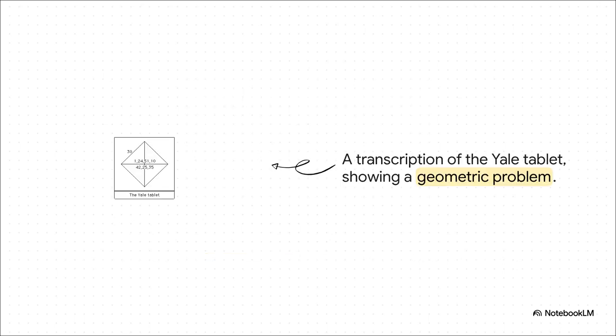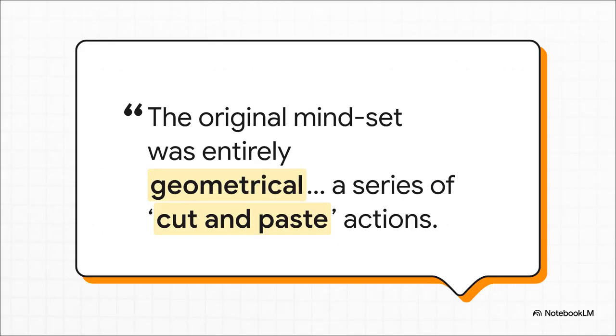So let's go back to those Babylonians for a second. Think about it. No X, no Y, no plus signs. They didn't even have an equal sign. So how on earth were they solving these really practical problems, like figuring out the area of a field or the size of a square? Well, the answer is they thought in pictures. To them, a problem wasn't a bunch of symbols on a page. It was a physical thing, a series of cut and paste actions they could literally imagine doing.